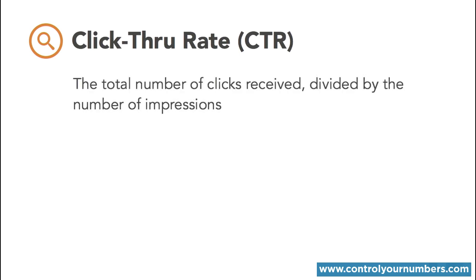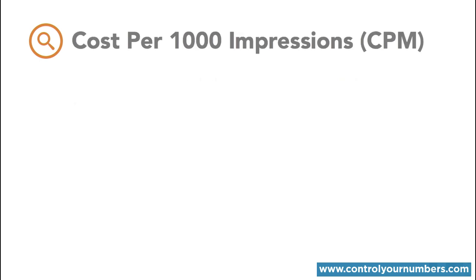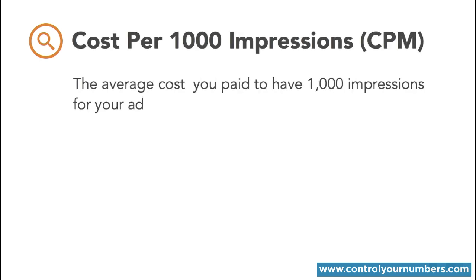CTR, or click-through rate, refers to the number of clicks you receive divided by the number of times an ad was shown on Facebook. The higher this number, the better your ad is performing. Next, we have CPM, or cost per 1,000 impressions. This is the average cost you've paid to have 1,000 impressions on your ad. And an impression is any time the advertisement is shown on the screen. But keep in mind, an impression doesn't guarantee the user saw it, just that it appeared on their page.